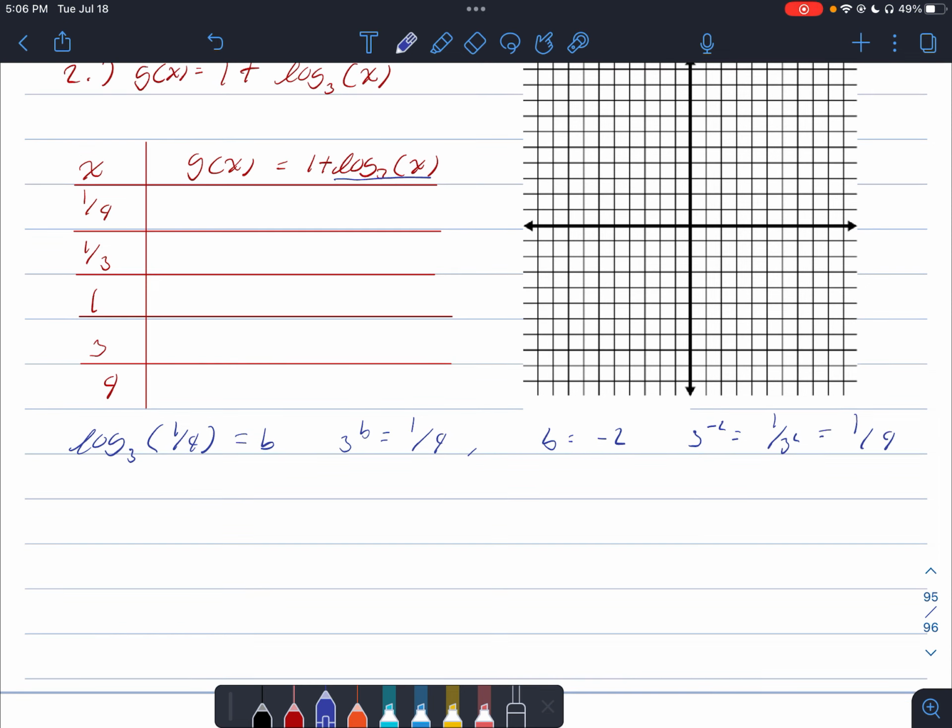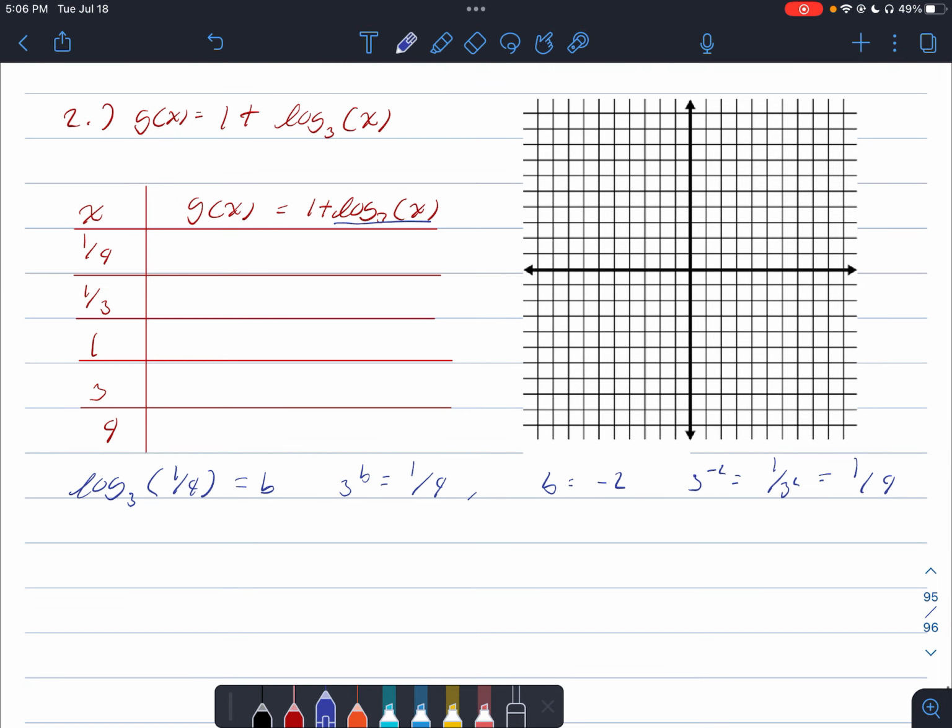So we'd have 3 to the -2 equals 1/3 squared, or 1/9. All right. So if we have b is equal to -2, that means log base 3 of 1/9 is equal to -2. So we would actually have 1 plus -2, and so we'd have -1. Okay. So at x equals 1/9, so really close to 0 here, we're going to have -1.